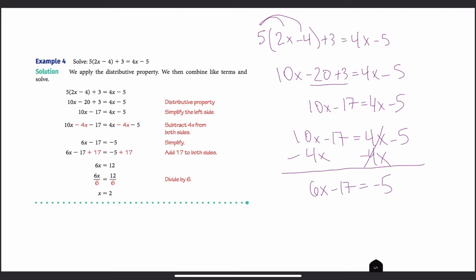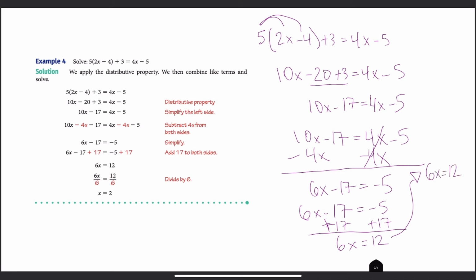So I'm going to go after this 17 here by adding 17 to both sides. So now I have 6x equals negative 5 plus 17 is 12. Now I have 6x equals 12. Let me just come up here for a second so I have enough room to work.